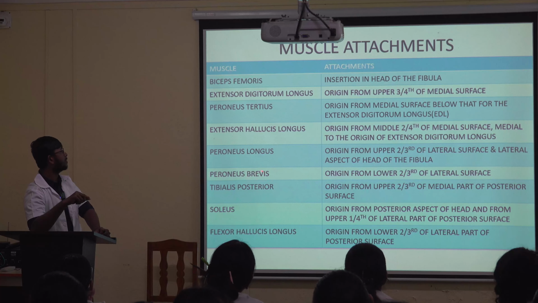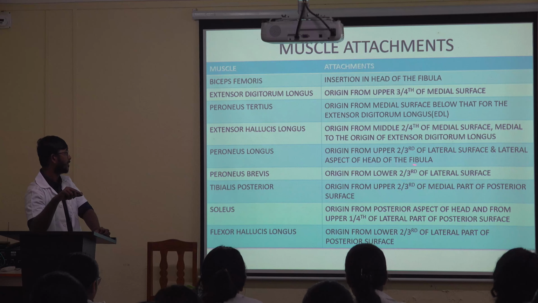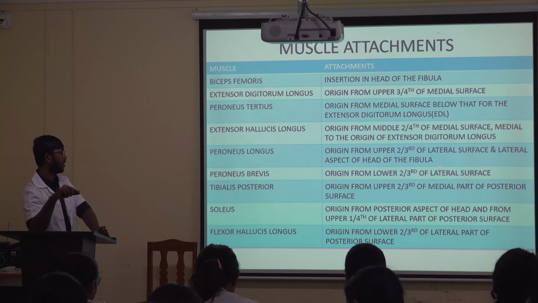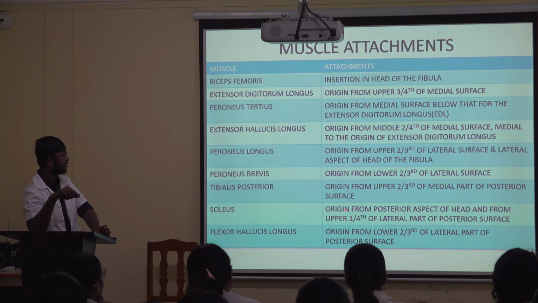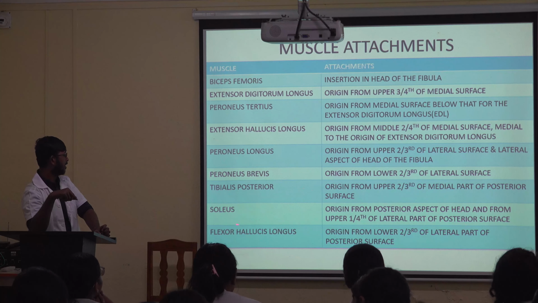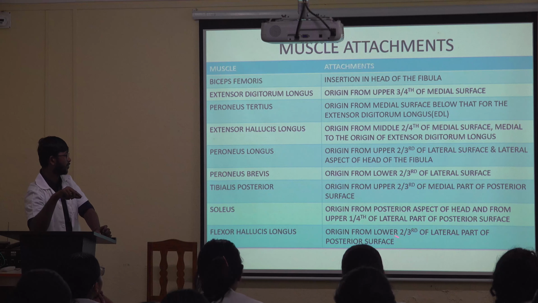Peroneus longus, present laterally: origin from the upper 2/3 of the lateral surface and the lateral aspect of the head of the fibula. Peroneus brevis: origin from the lower 2/3 of the lateral surface. Tibialis posterior: origin from the upper 2/3 of the medial part of the posterior surface. Soleus: origin from the posterior aspect of the head and from the upper 1/4 of the lateral part of the posterior surface. Flexor hallucis longus: origin from the lower 2/3 of the lateral part of the posterior surface.